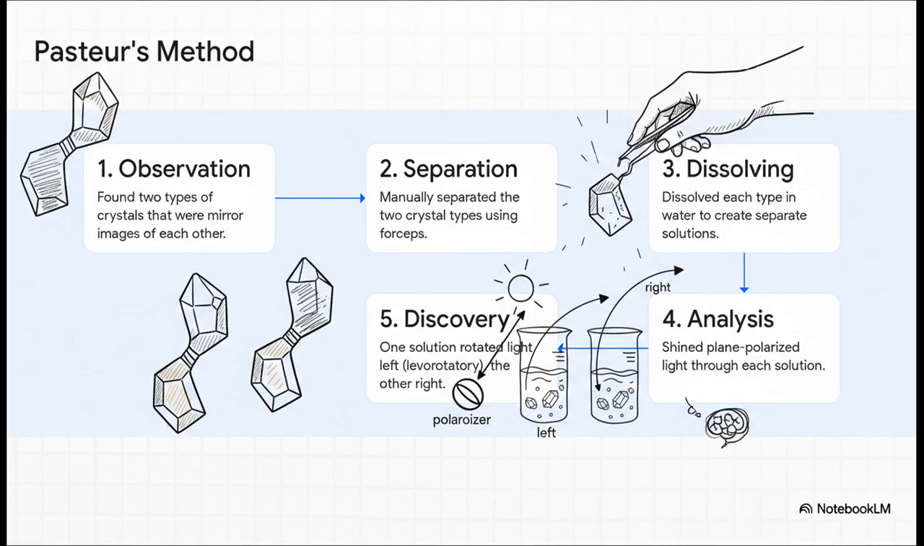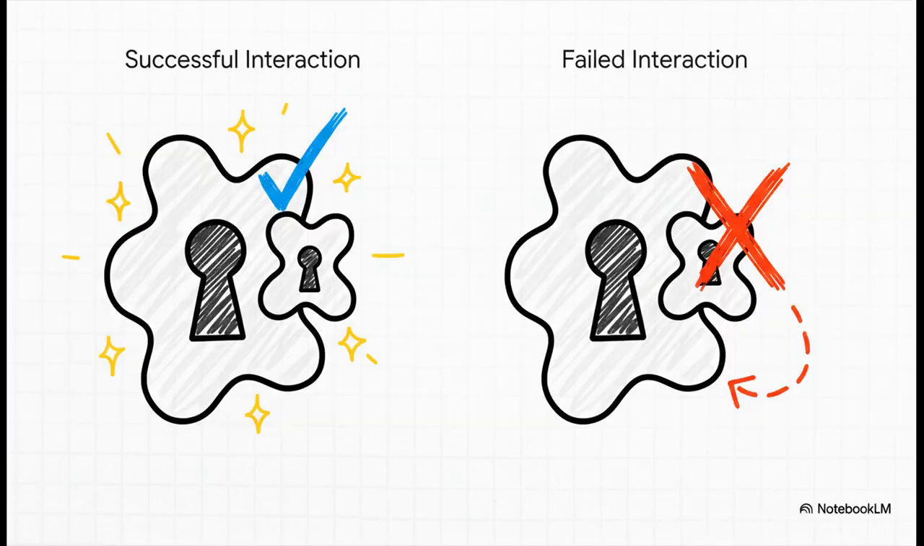The solution with the lefty crystals bent the light to the left. The righty solution bent it to the right, by the exact same amount. He had physically proven the molecule's handedness. This was a monumental discovery. I mean, it was the first real proof that molecules have these specific 3D shapes, and that life itself is built on what we call stereospecificity.